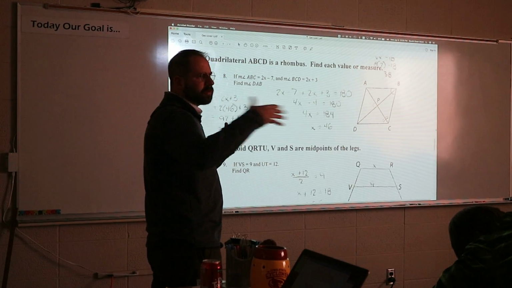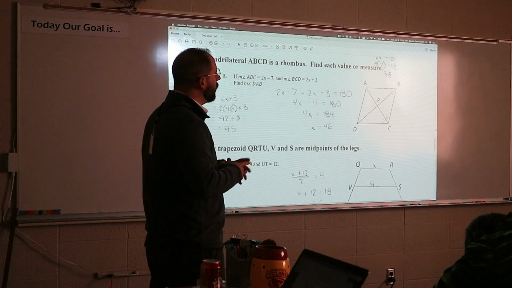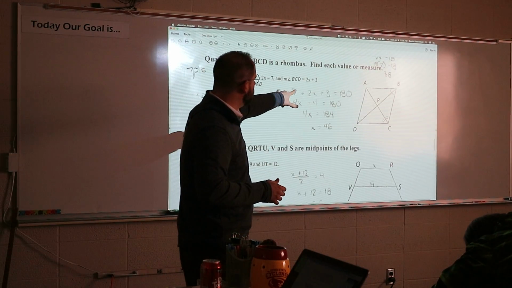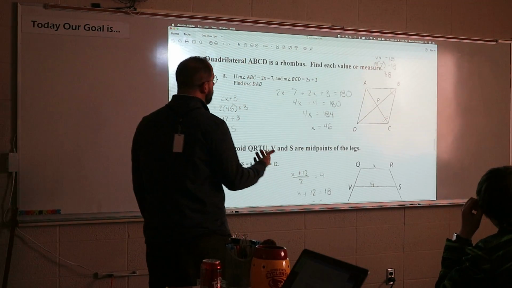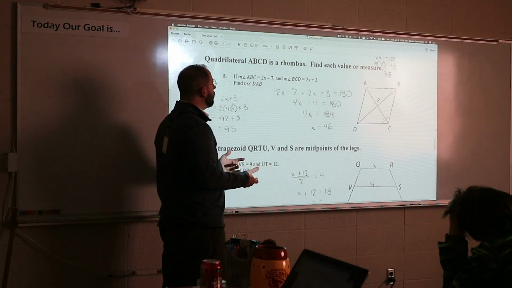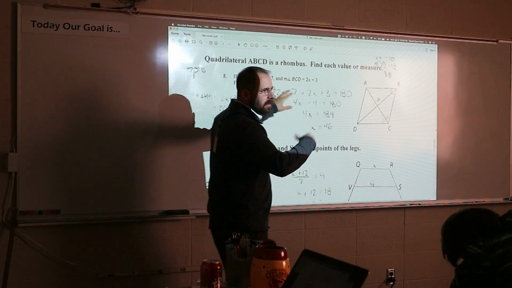I had some other people trying to do some other math. There were some other ways to do this problem, but the easiest way is just to add the 2 angles together, solve it out, because they add up to be 180, to get 46, and then what you have to do is plug it back in, and this is where it gets tricky. You had to find DAB, or BAD, whatever you call it.